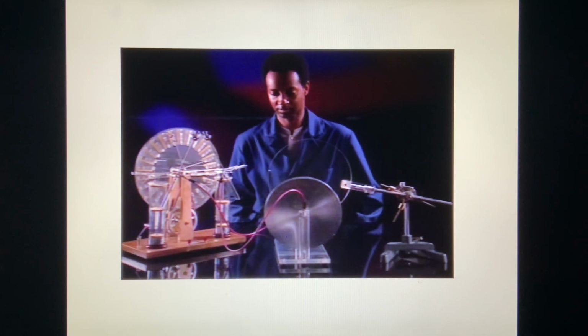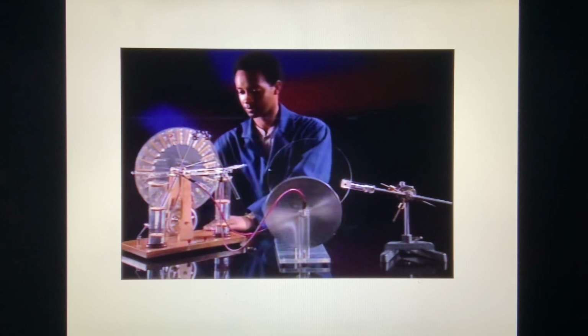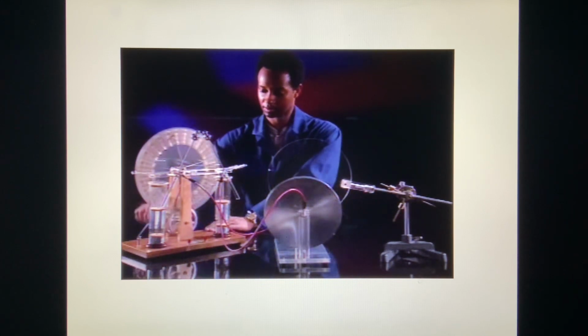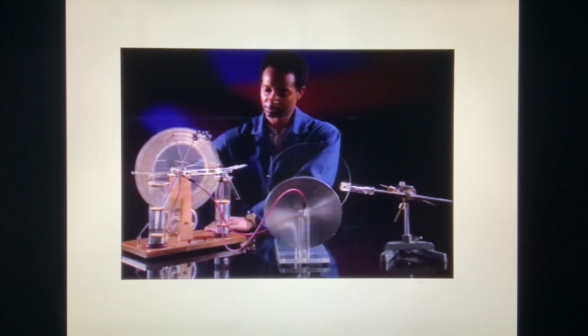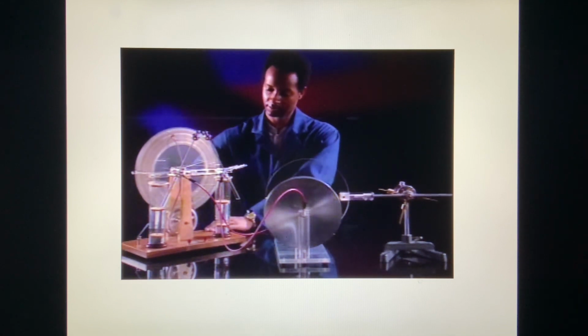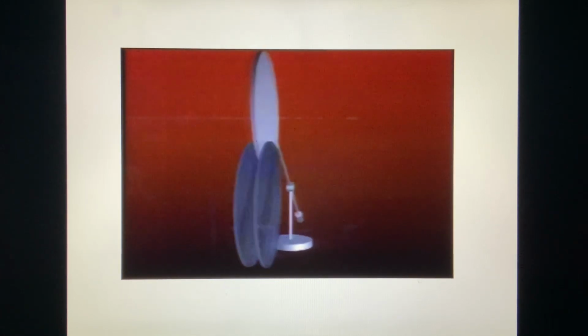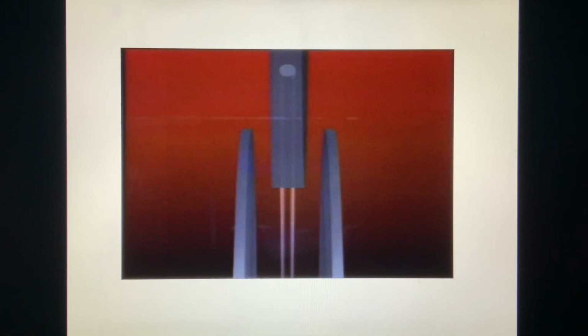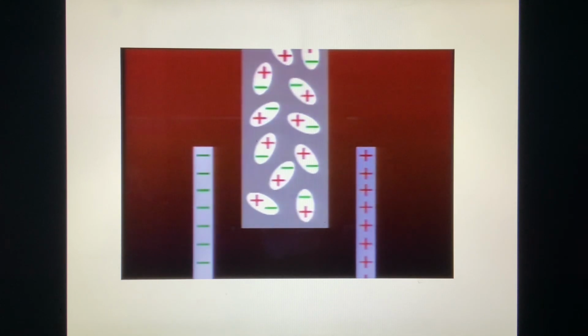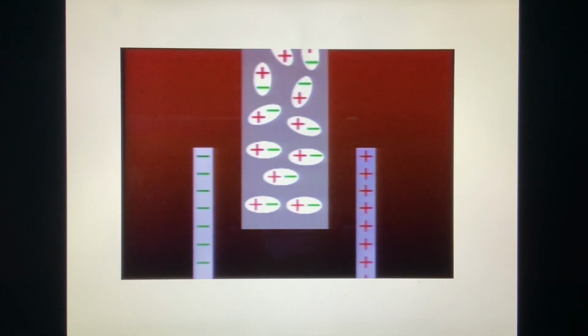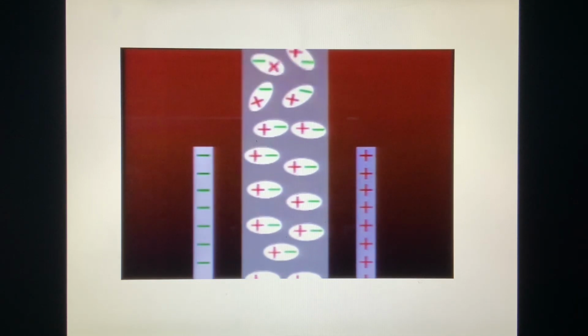We'll place it between the plates of the capacitor and charge the capacitor to a high voltage using this electrostatic generator. When the capacitor is charged, the force on the dielectric pulls it down between the plates. This animation shows how the polarized molecules of the dielectric are reoriented by the electric field of the plates. This new orientation results in an attractive force on the dielectric, which pulls it down between the plates.